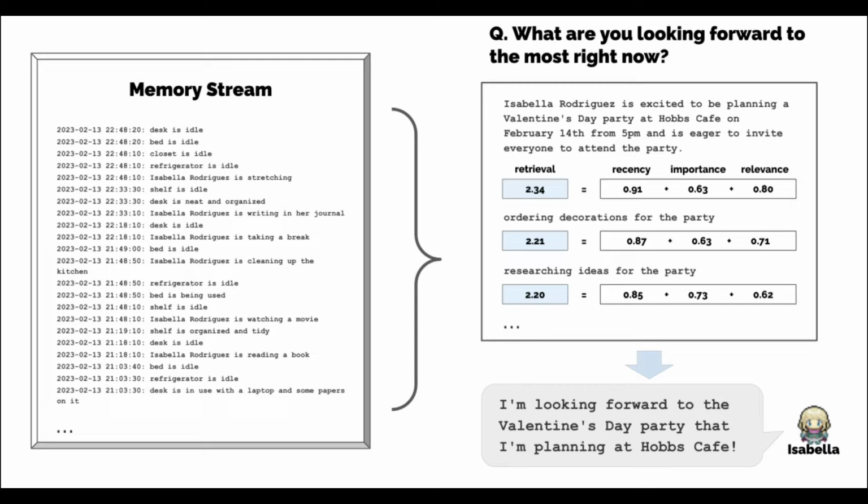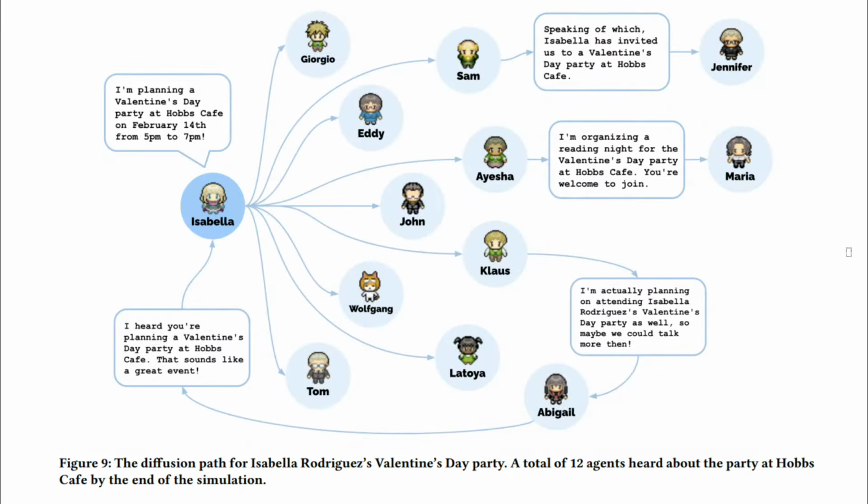Like Isabella, every character has their own memory stream. Their memory stream tells them what is relevant, recent, and important to them. Also, this chart shows how the news of this Valentine party spreads spontaneously between the characters. These characters have dynamic interactions with each other besides following their own story loop. Nothing is forced here.